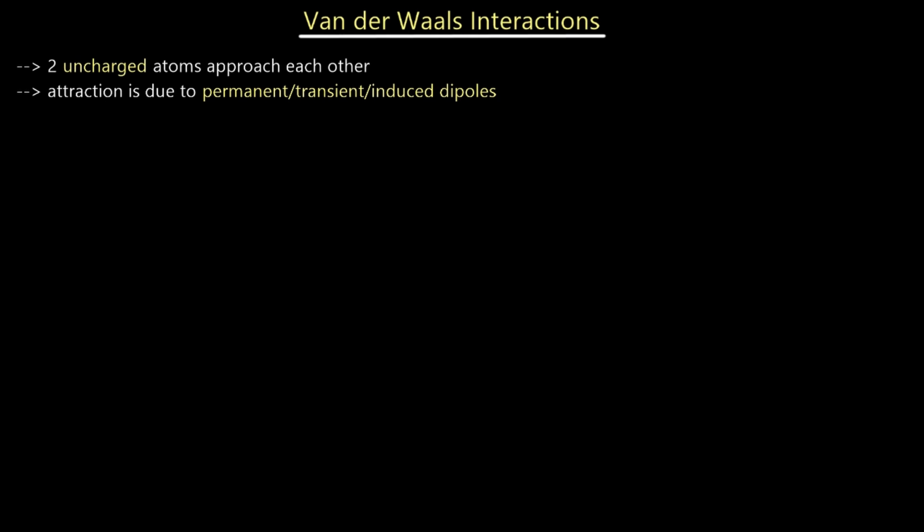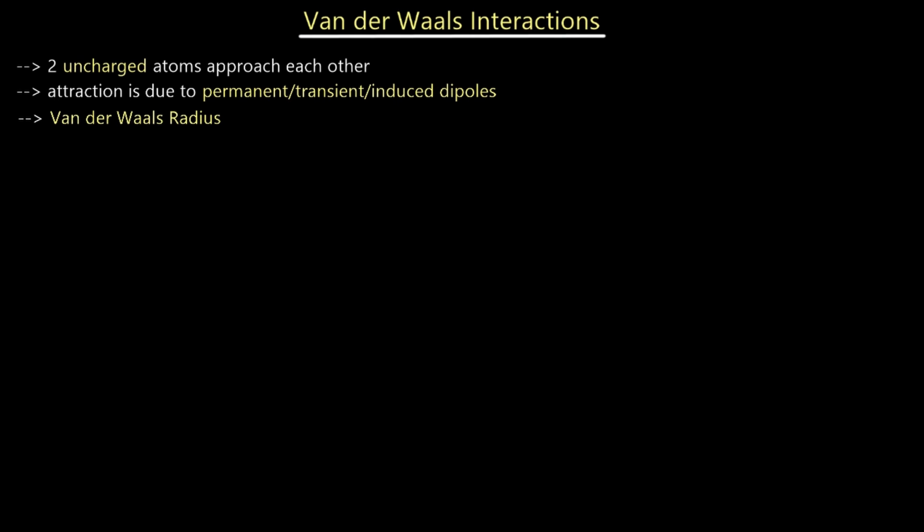Now let's talk about the third weak interaction, and that would be the van der Waals interactions. Van der Waals interactions occur between two uncharged atoms that approach each other. Typically their attraction is due to permanent, transient, or induced dipoles. I'm going to explain what that is with an example.